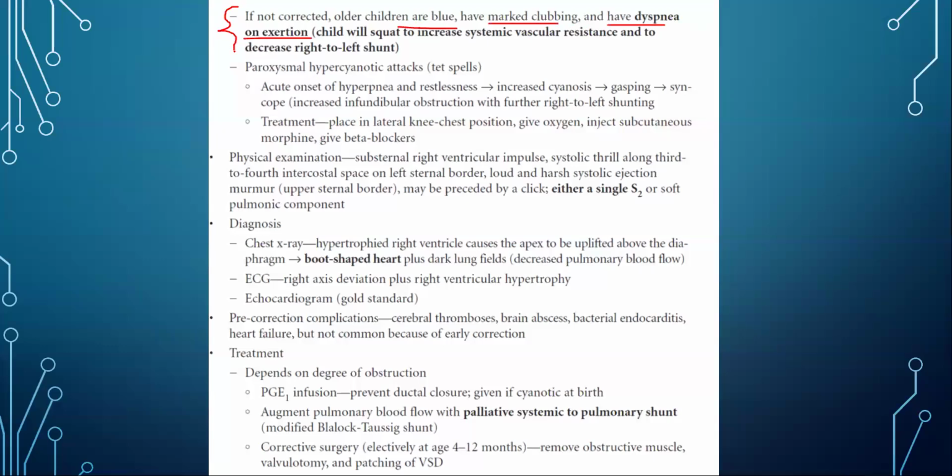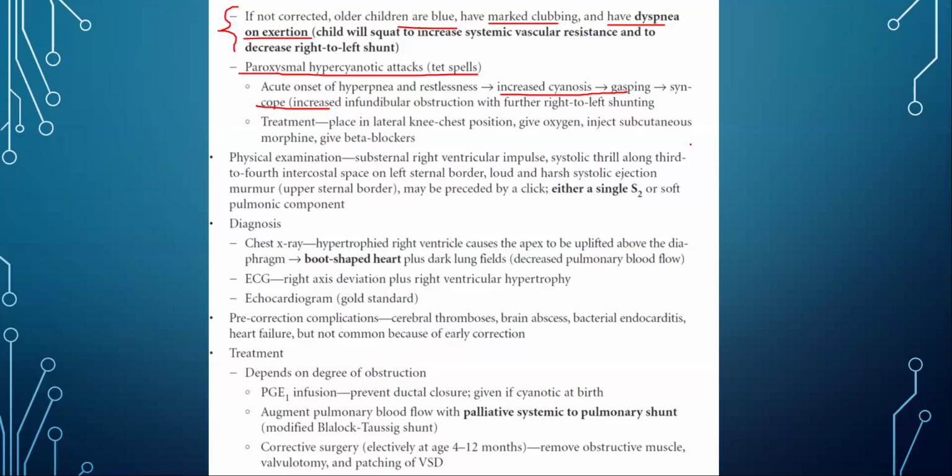So that's the main features. Okay. Sometimes these children can get paroxysmal hypercyanotic attacks. Many times what can happen is the child is playing and doing a lot of exertion. Suddenly the child becomes dyspneic and increasingly cyanotic, gasping for air, and sometimes can even lose consciousness. It is called a paroxysmal hypercyanotic attack.